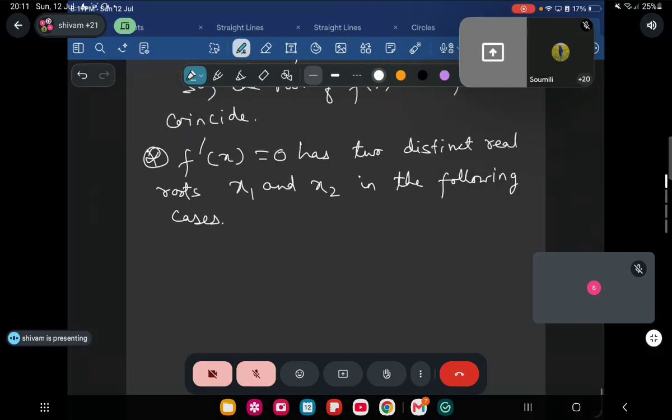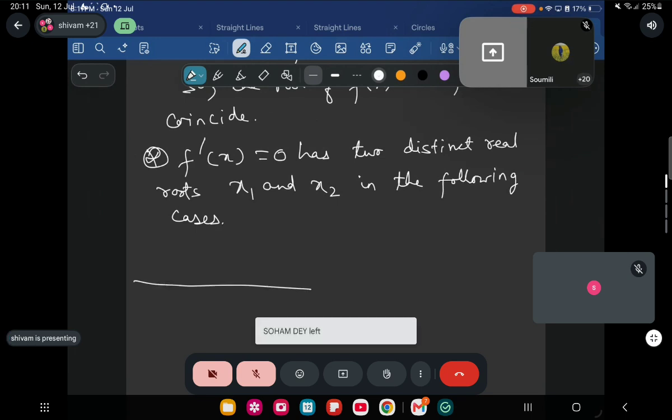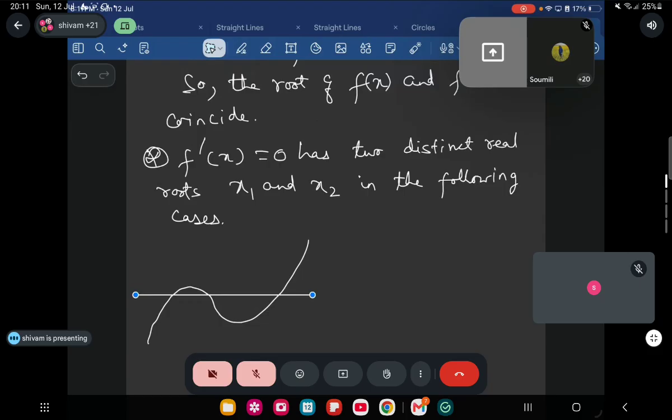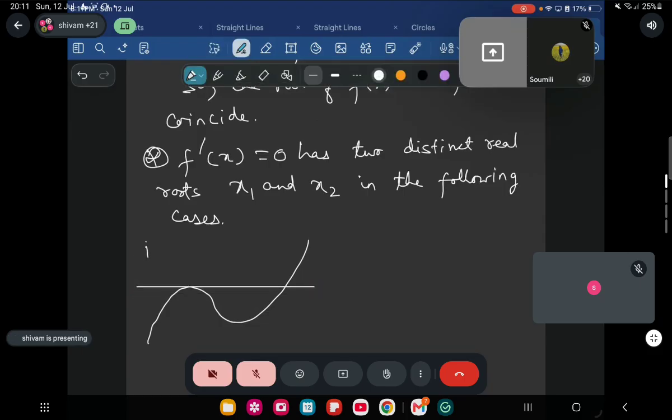So wait, write f dash x only, okay? Write f dash x only. Pay attention. So this can be one of the cases. Tell me, are people getting? Case 1. Another case can be this. Pay attention.